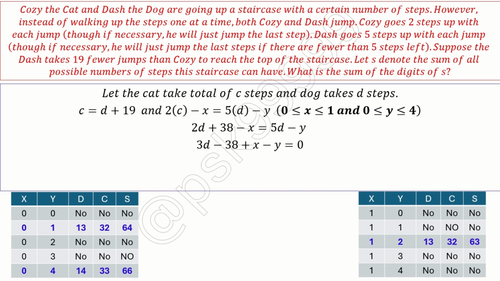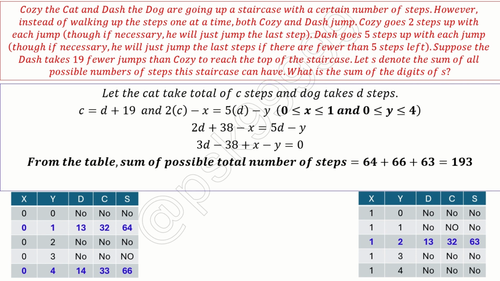So now I have three values, right? So from the table, the sum of possible total number of steps is 64 plus 66 plus 63, which is 193. Now the question asked is the sum of digits of S, which is 1 plus 9 plus 3, which is 13. That is the answer. Okay. Hope you understand this question. Next.